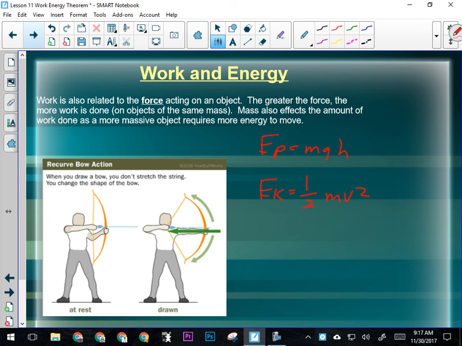Okay, these are the formulas for gravitational potential energy and kinetic energy. Gravitational potential energy is the energy you have because you're not sitting on the ground. Kinetic energy is the energy you have if you're moving. Mass is part of both of those for this reason.